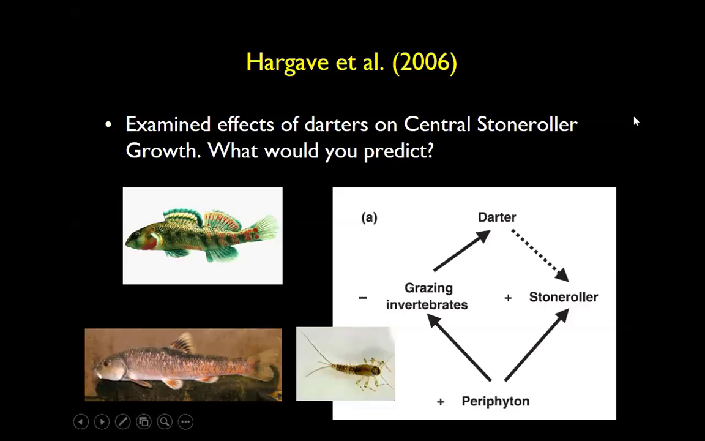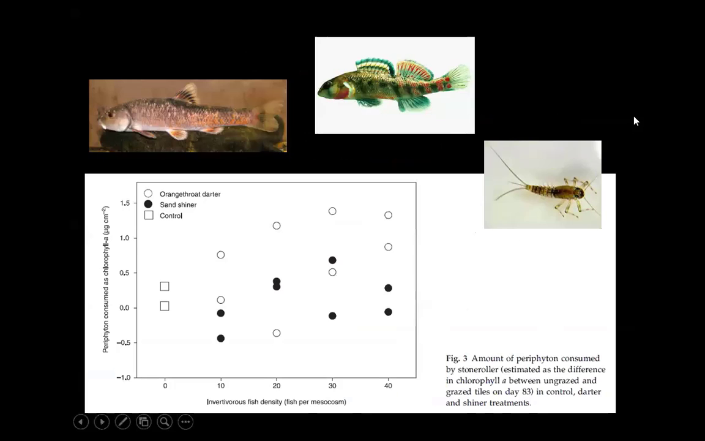Okay, so we set up this experiment in these streams and looked at the amount of periphyton consumed by stone rollers and looked at density of fishes. There were stone rollers in the control where it was only stone rollers. Stone rollers are the fish called the sand shiner. Anyway, let's throw in another fish just to see if it's a fish thing. And then it was orange throat darters. The white dots were growth with orange throat darters around. Periphyton consumed with orange throat darters around, sand shiners and controls.